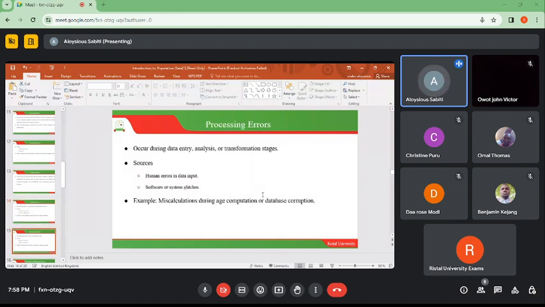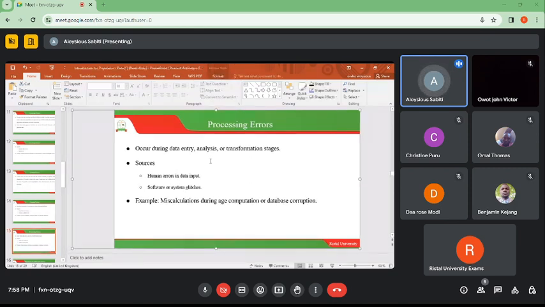And lastly, we want to look at processing errors. When we're discussing processing errors, we are talking about errors that occur during data entry, analysis, or transformation stages. And this mostly occurs as a result of human error in data input, or software or system glitches. Some examples of these include miscalculations during age computation or database corruption.